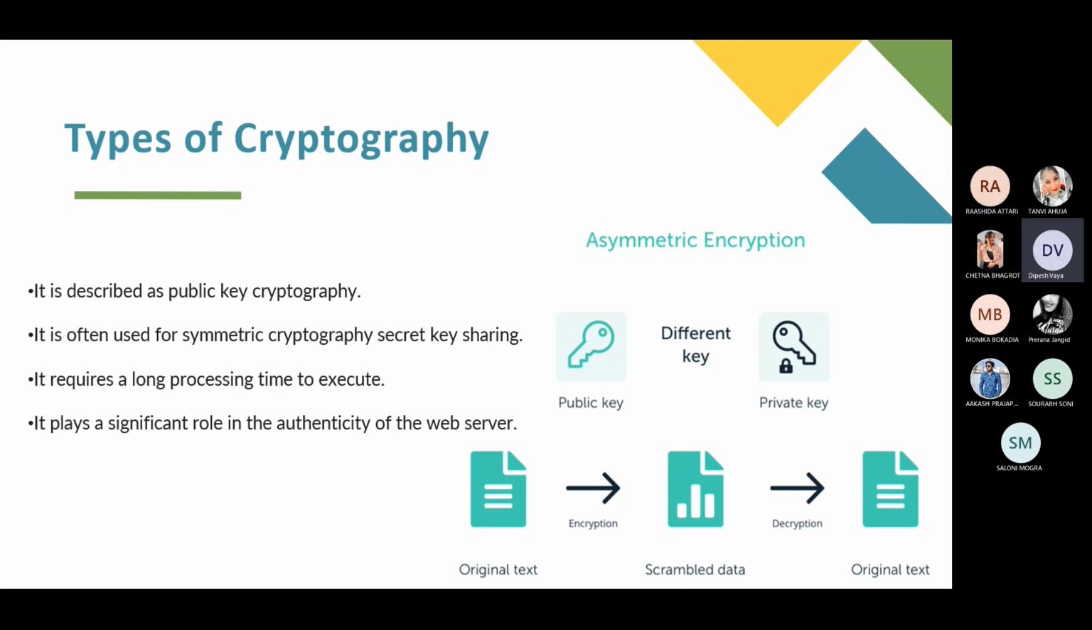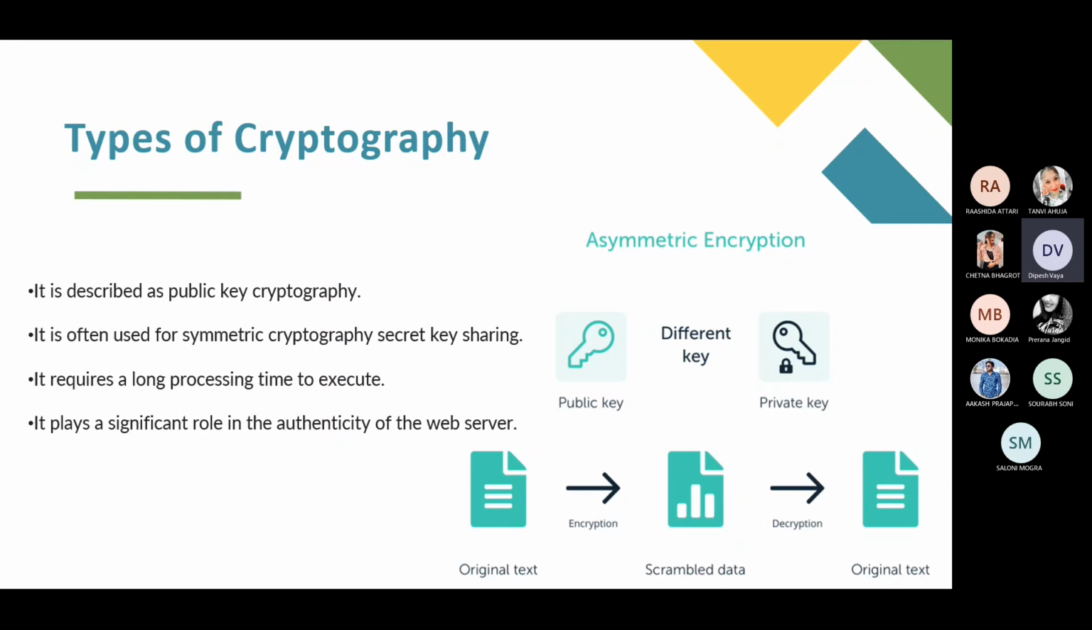So let's say we four people are sitting in a room, and for example, Chetna and Tanvi want to communicate with each other, but they want the message to be kept secret while all four people are sitting in the room. Are you getting it? Tanvi and Chetna want to communicate in the presence of me and Rashida, but they want to keep the message secret. Got it? Yes, sir.